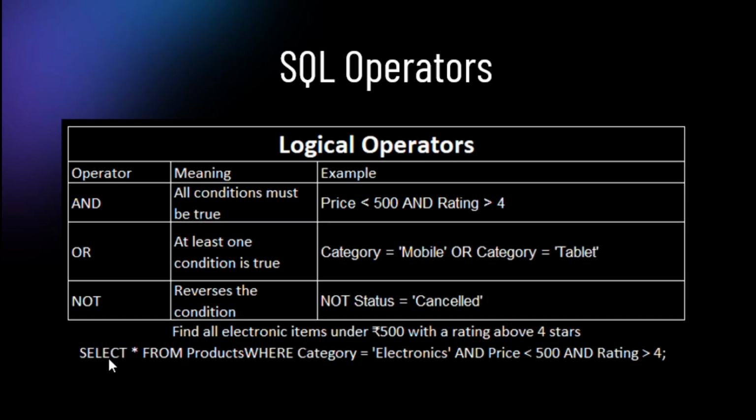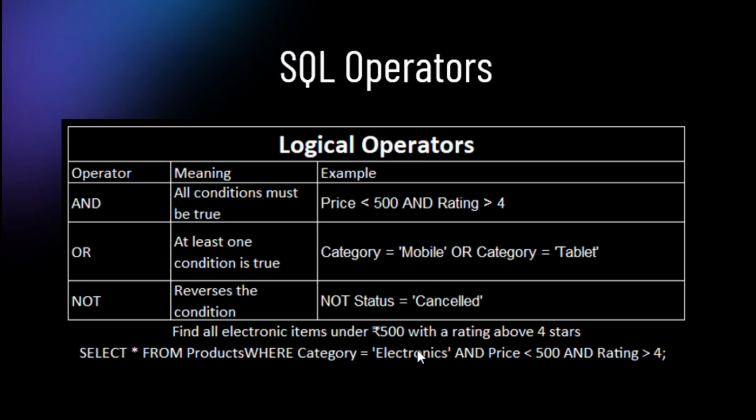So again, the same thing. We're selecting all the data from the products table where, for the first condition, category needs to be equal, we are using the equal symbol again, to electronics. And because everything needs to be satisfied, it's not like any one condition needs to be satisfied. It needs to be electronic, it needs to be under 500 rupees, and it needs to be above 4 stars.